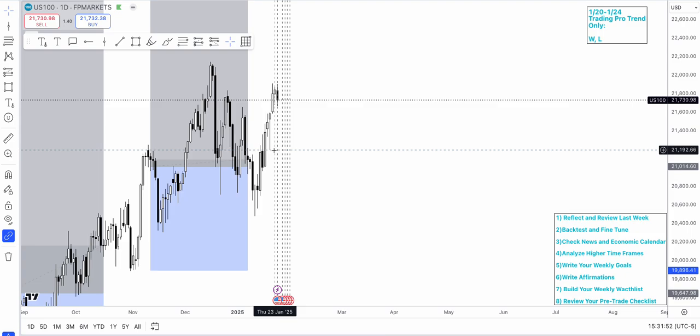So I'm looking for it to, I'll set alerts on a different chart. I'm looking for it to either sweep this or sweep this, and that's how I'll go about the week.